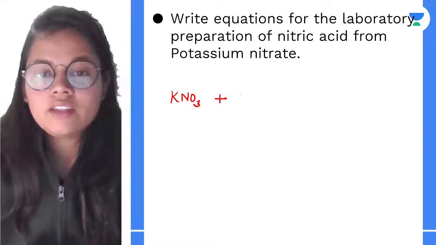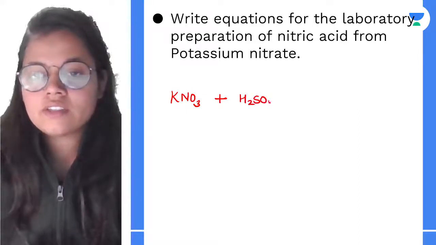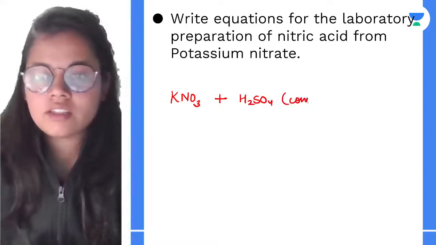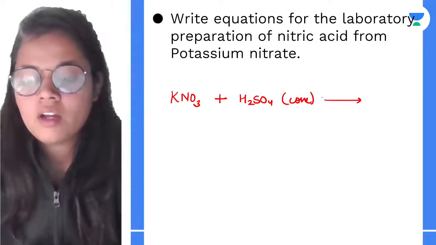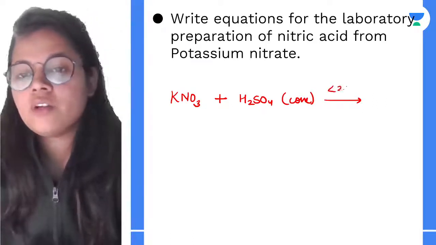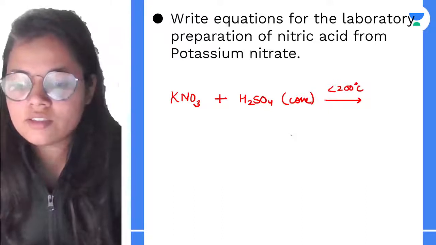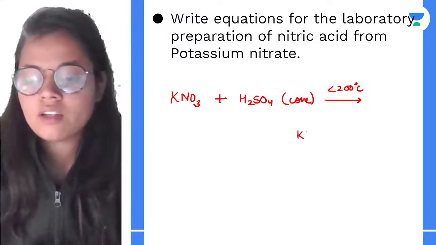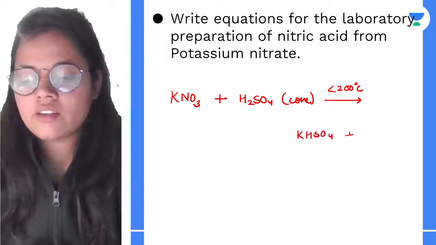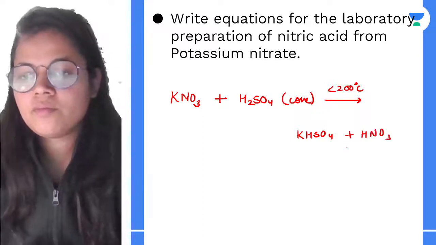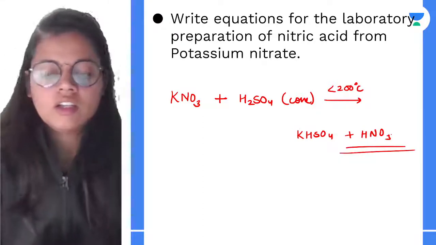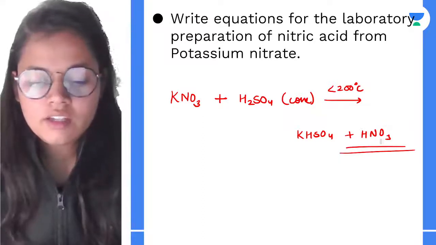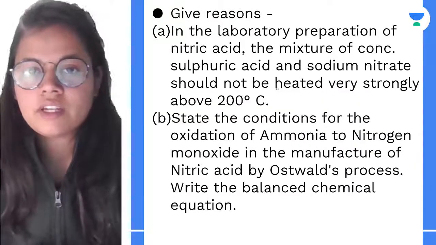Okay, so when this potassium nitrate reacts with sulfuric acid, please mention that it is in concentrated form. The temperature is below 200 degrees Celsius. So what do we get? We get nitric acid. Yes, correct, Srishti. Your equations are perfectly correct.